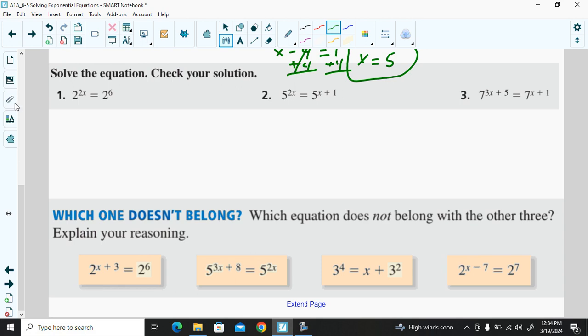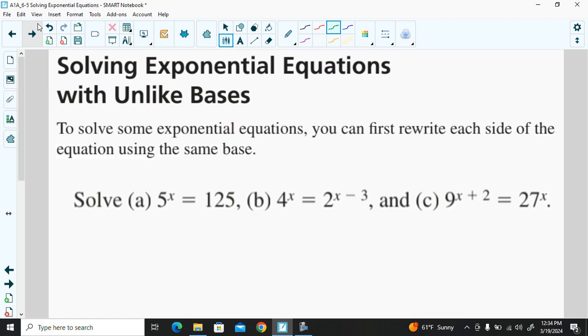All right. Here we see the bases are the same, the bases are the same, the bases are the same. Right here, not. So that one does not belong. Next page. Solving exponential equations where the bases are not alike. To solve some exponential equations, you can first rewrite each side of the equation using the same base.